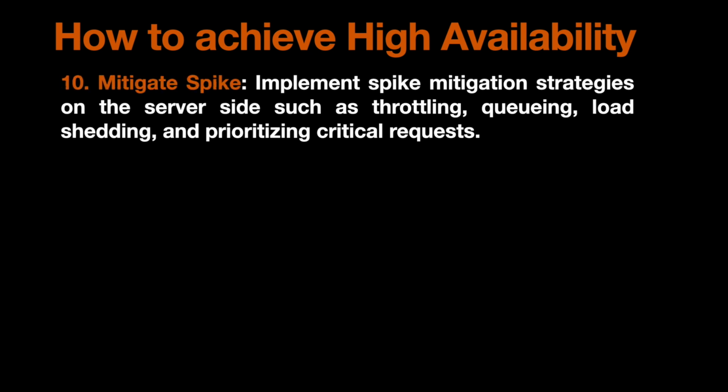Number 10, mitigate a spike. A spike is pretty common, right? If we have a streaming service, when there is some popular game, we will see a spike. Amazon sees a spike on Prime Day and other events. So our system should have the mechanism to identify the spike and mitigate it itself. For this, we can do some things on our server side like throttling, queuing, load shedding, and prioritizing critical requests.